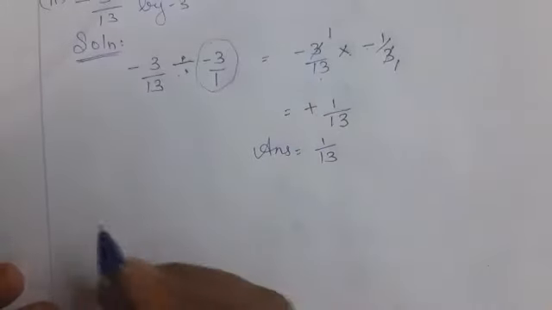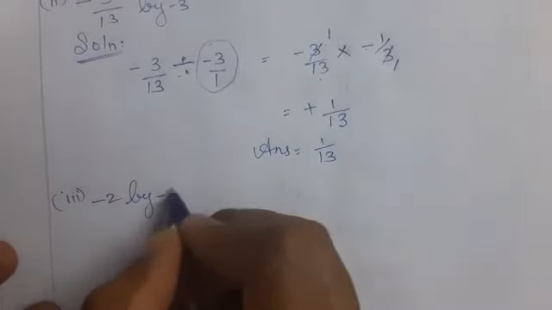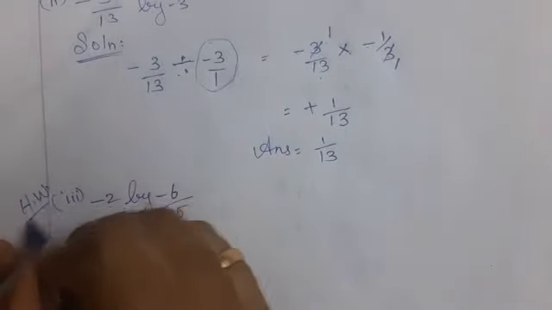Now third one for your homework. Third one is minus 2 by minus 6 by 15. Try and do without mistake.